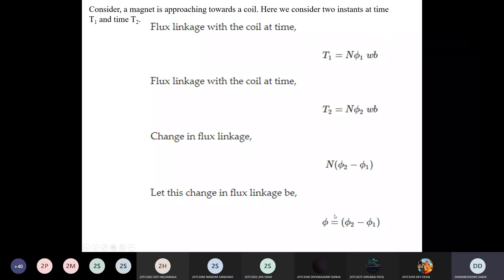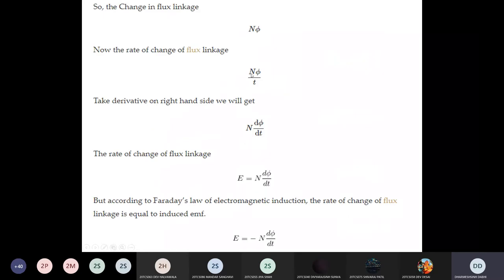That is a change of flux with respect to time from T1 to T2. So we call it flux linkages with the coil. So the change in the flux linkage is N phi, because phi 2 minus phi 1 is replaced by phi. Now the rate of change of flux linkage with respect to time, you can write this way: N phi by T. This flux changes with respect to time, because as you move the magnet with respect to the coil, the flux changes.